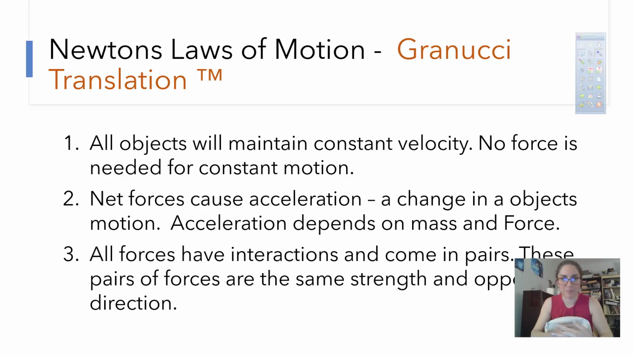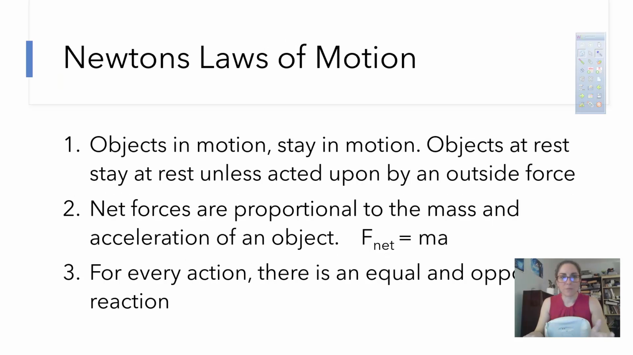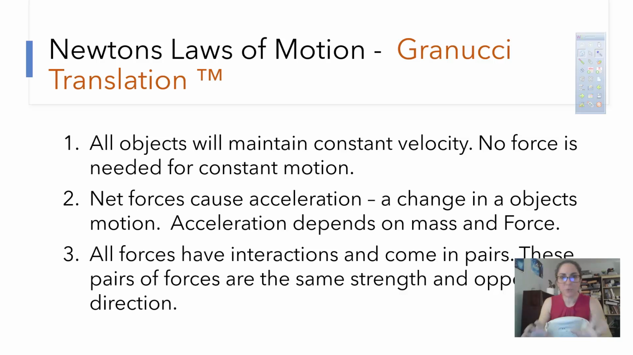So this is how I translate them and what they actually mean to me and how I apply them in everyday life. So I have my little trademark, the Granucci translation of what these mean. So first of all, the first law, objects in motion stay in motion. What it really means is that all objects will maintain constant velocity. No force is needed for constant motion.